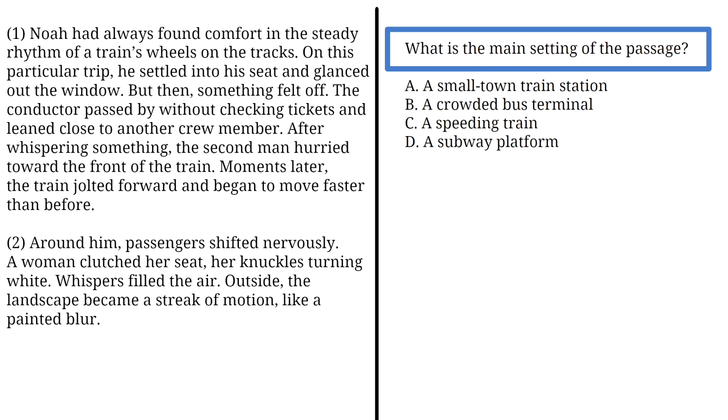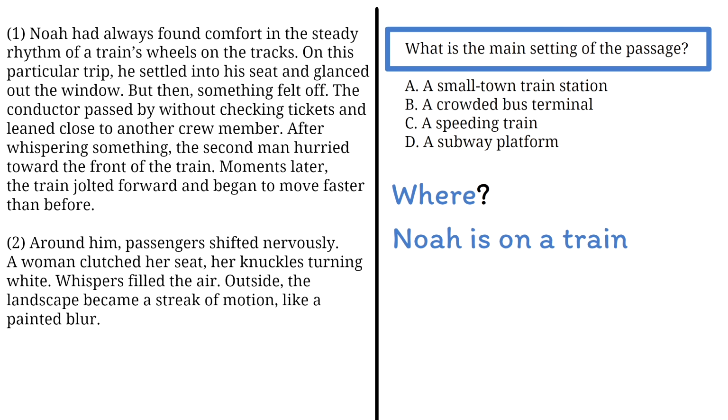Now let's find the where in the story. So let's look through our passage for clues that tell us the location of the story. When we look through the passage from the beginning, we see that Noah is on a train. The clues are in the first 2 sentences of the passage.